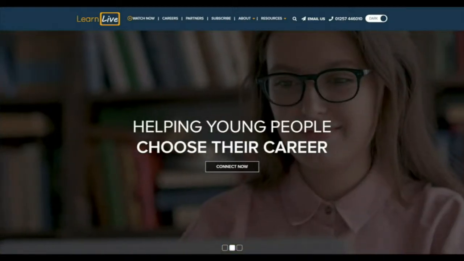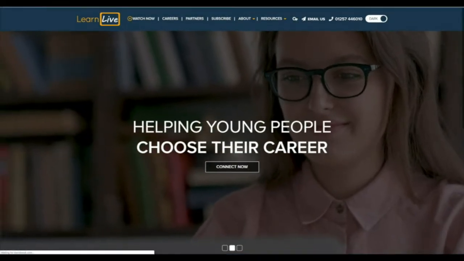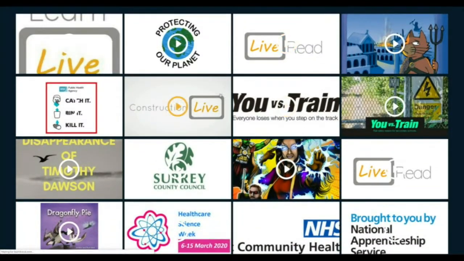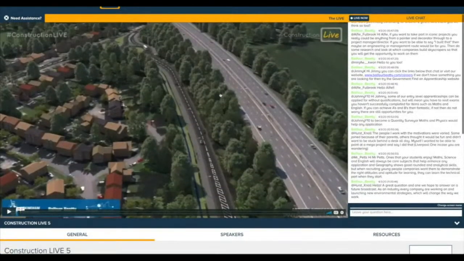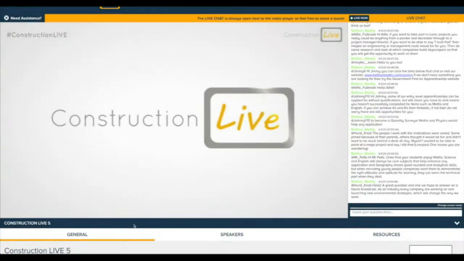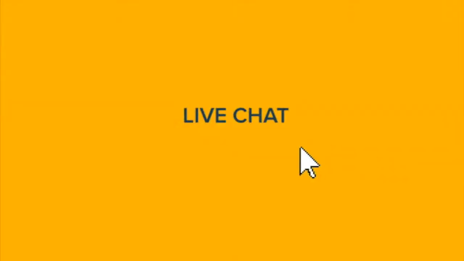The chat facility is built with students in mind, with a tool that doesn't need to be parent or teacher led. Each of our pages are linked to the person behind the broadcast, even after it's finished, so you can always ask your questions and get a response about the broadcast. So, let's have a look at how to use the chat facility.